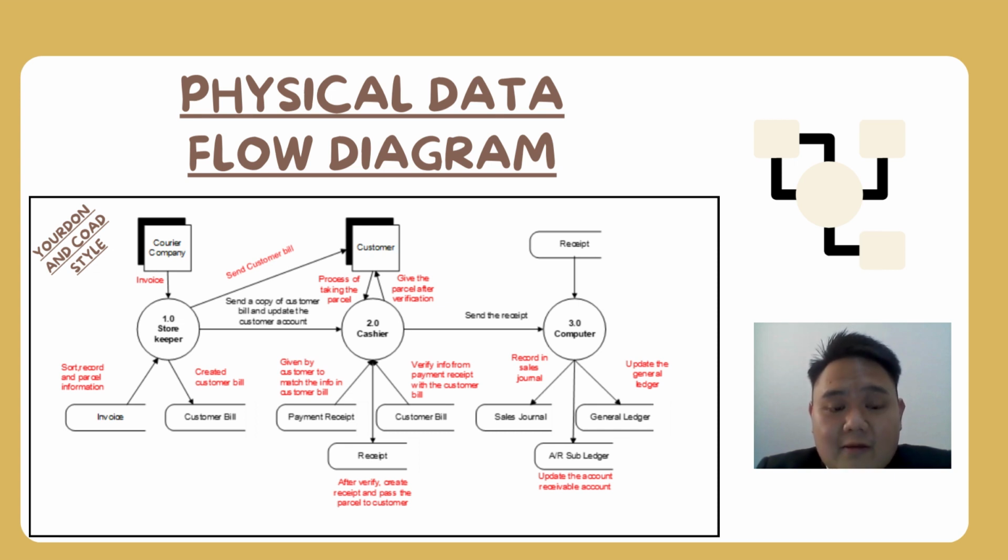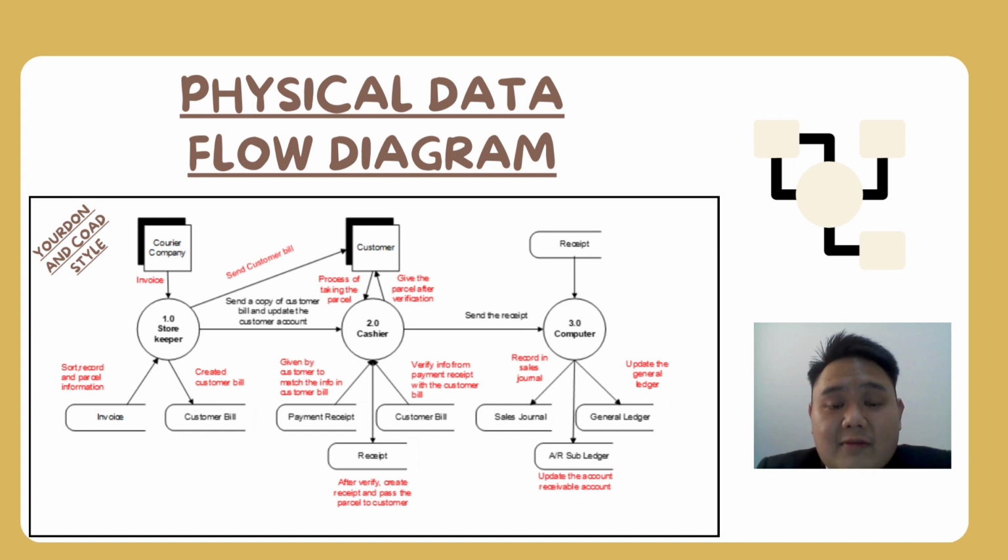Now I will explain the process. First of all, the courier company will send the invoice and the parcel to the storekeeper. The storekeeper will refer to the invoice to sort out the parcel and then record the parcel information. After that, they use this information to create the customer bill, which is sent to the customer, and the storekeeper will also send a copy of the customer bill to the cashier and update the customer account. After that, the customer will refer to the customer bill to make the payment online.